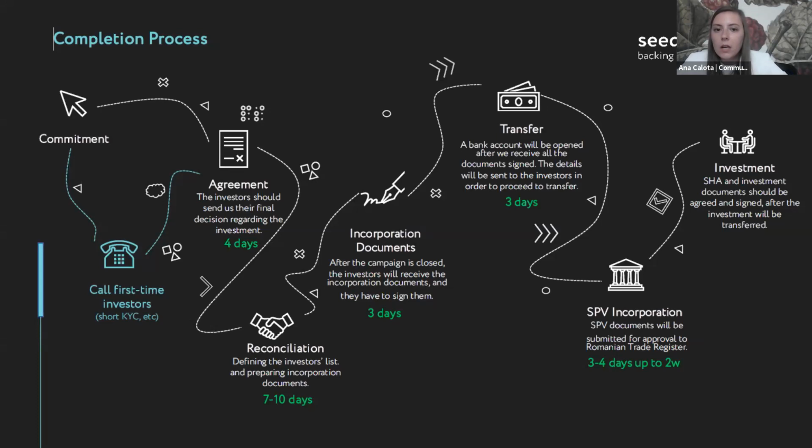They can check all the documents, check the business plan, decide on what campaign to invest on. We don't have a time limit. Each investor should have his own time to consider a campaign to invest in. And when they decide to invest, then from the moment they press the button commit, this whole completion process will start.